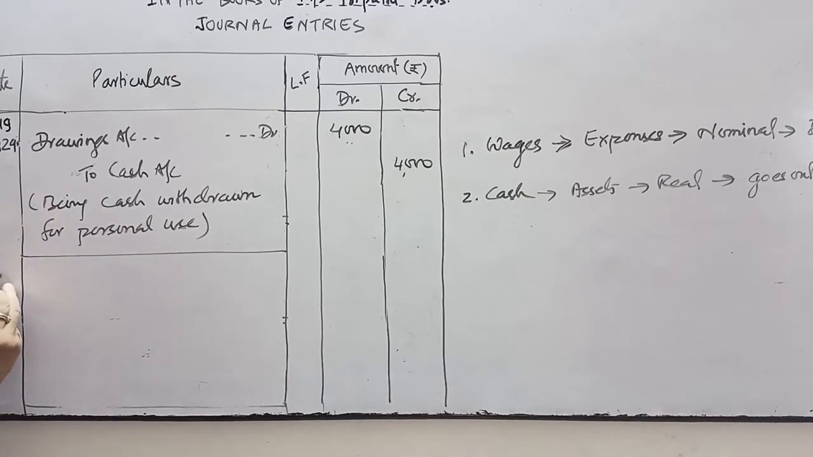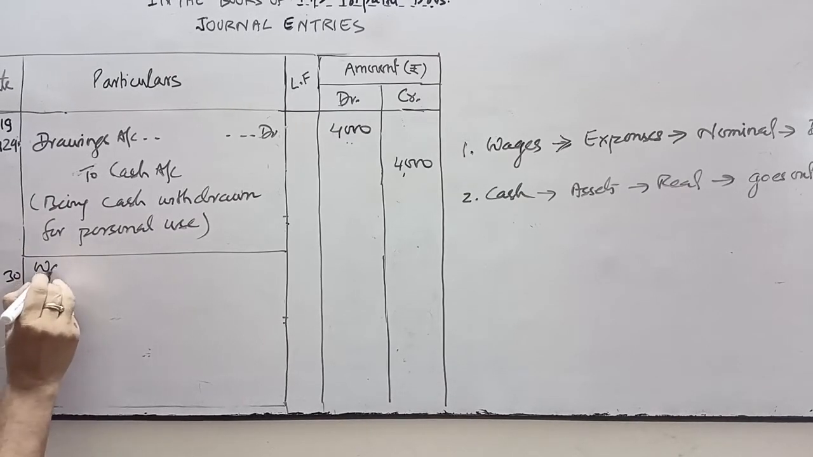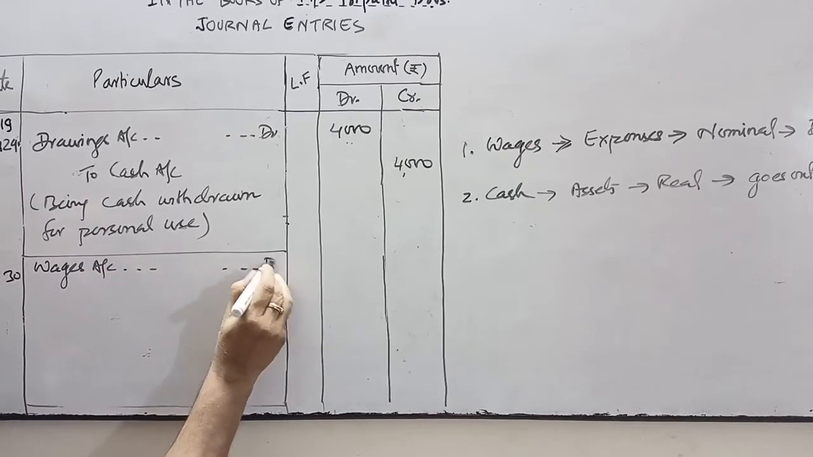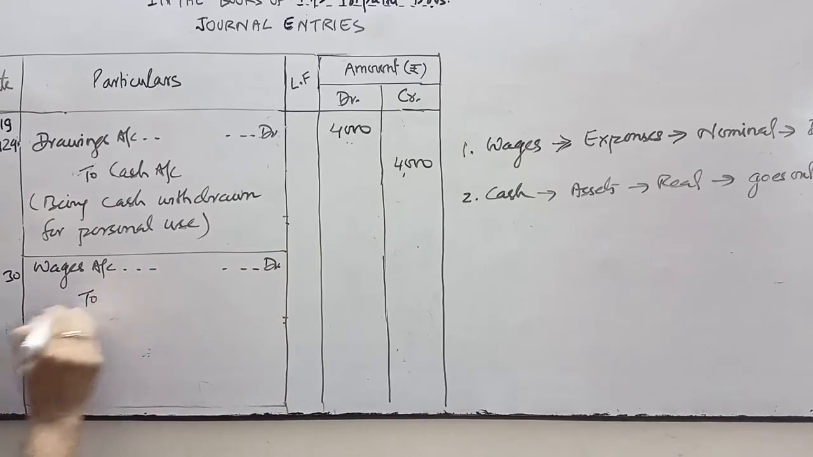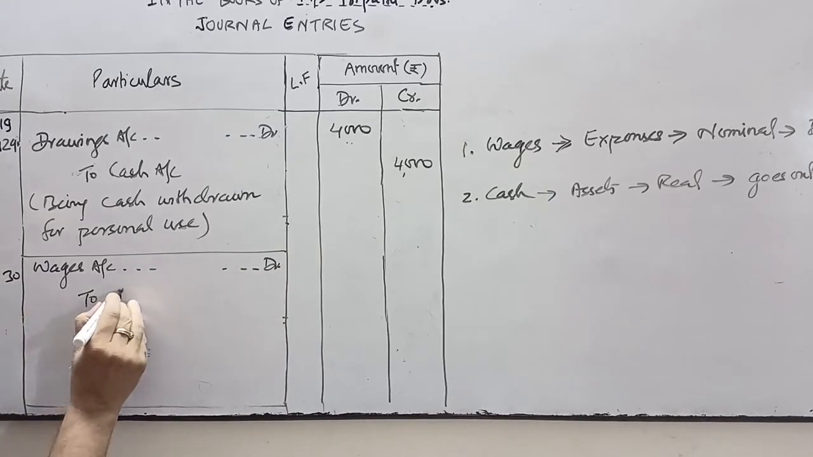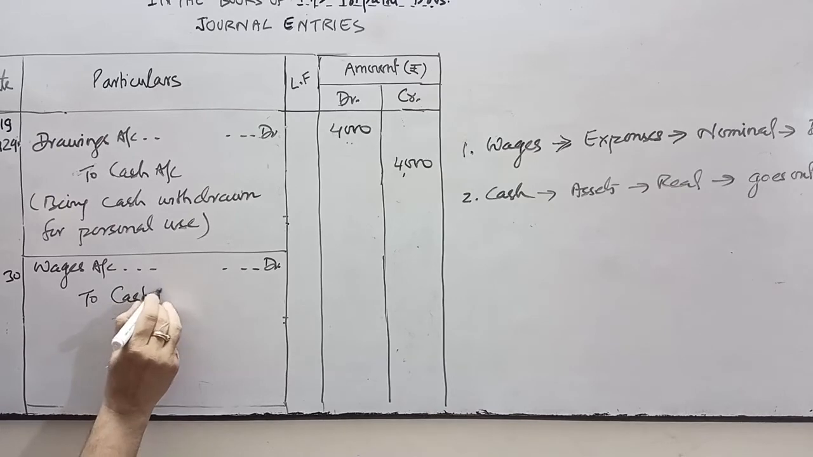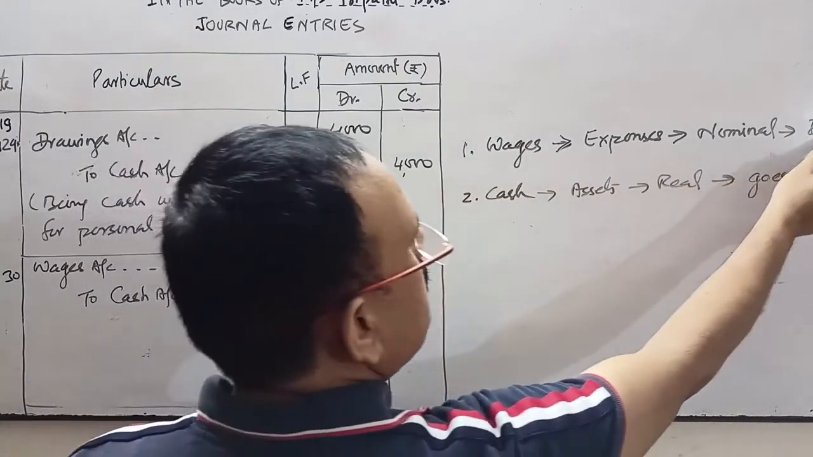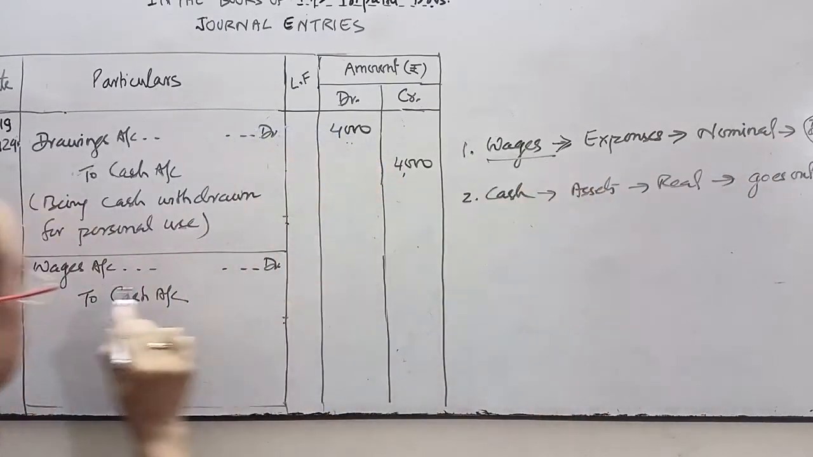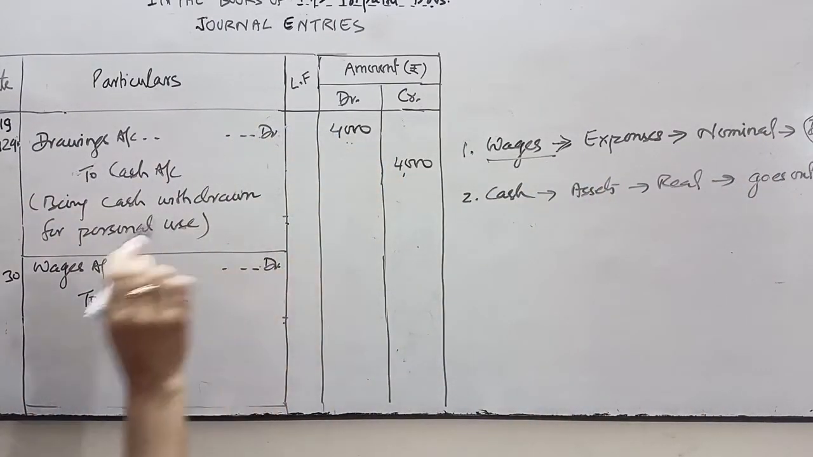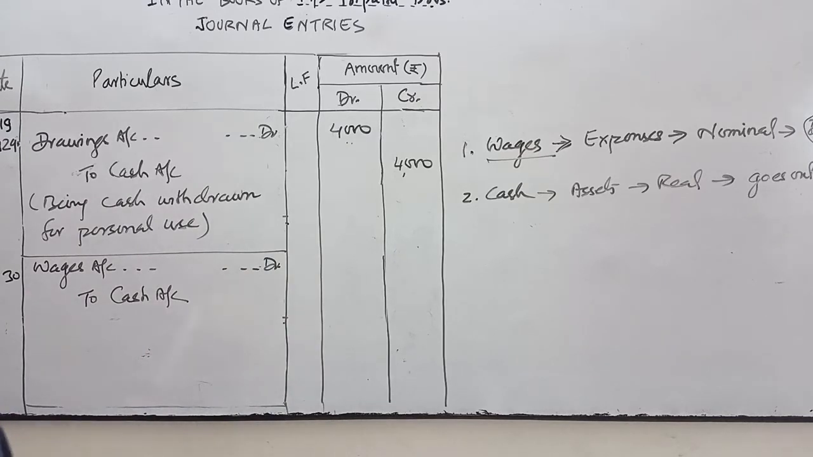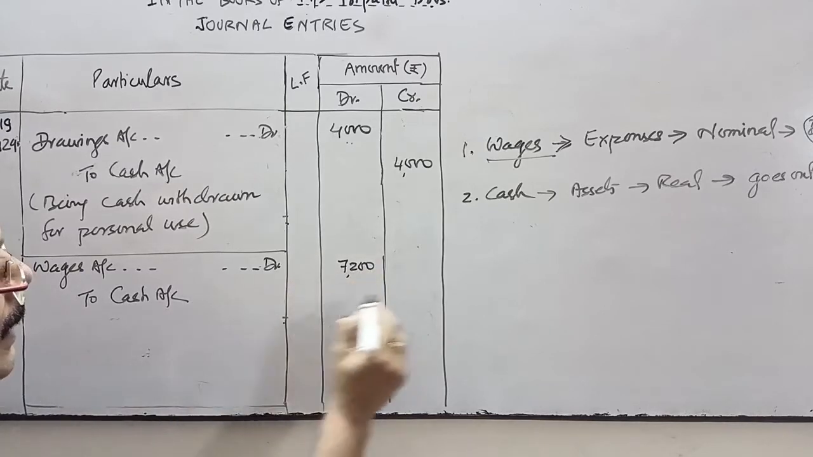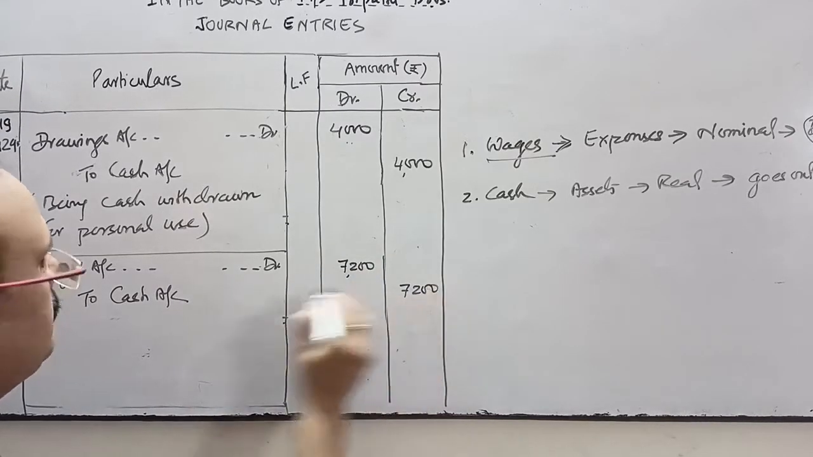Date is January 30. So wages account will be debited and cash will be credited. So taking margin over here, to cash account. Okay, this is the way we have to write. Wages account debit. Here wages debit. Amount we will write in the debit side. The amount is 7,200. So 7,200 in front of wages.